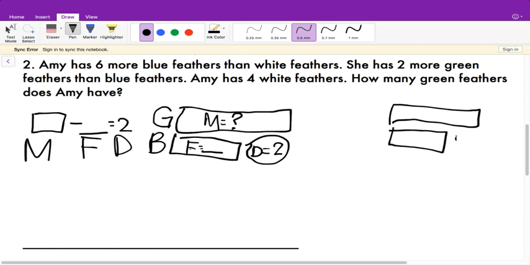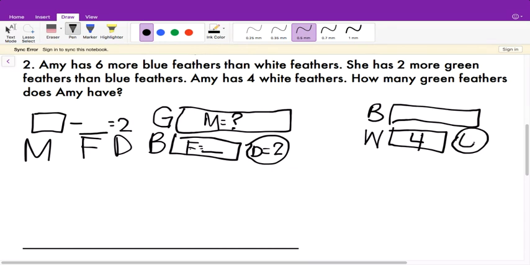And I need to ask myself, are there more blue feathers than white feathers or more white feathers than blue feathers? And the first sentence says Amy has 6 more blue feathers than white feathers. So I know that there are more blue than white. Okay, blue is what we're trying to figure out. White feathers, it says Amy has 4 white feathers.